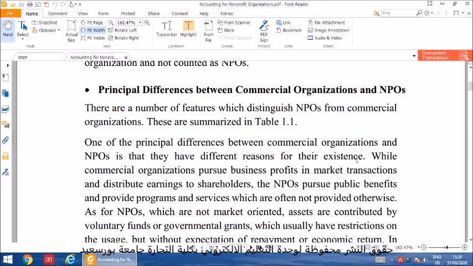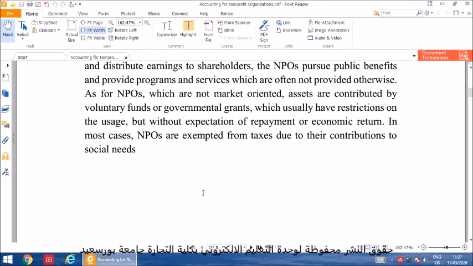While commercial organizations pursue business profits in market transactions and distribute earnings to shareholders, non-profit organizations pursue public benefits and provide programs and services which are often not provided otherwise.